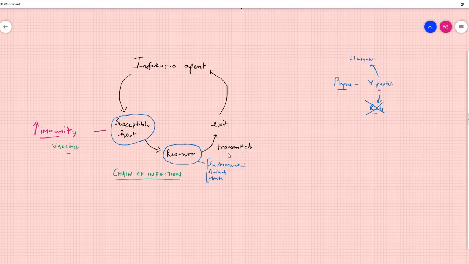And the mode of transmission. There are different modes of transmission. What would be the different modes of transmission? Let's say by the respiratory route. When someone coughs or sneezes, there are droplets, and it can be transmitted through the respiratory route, or the fecal oral route, or they can be sexually transmitted.